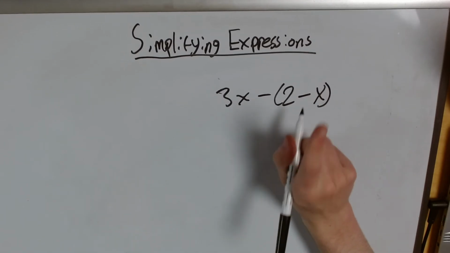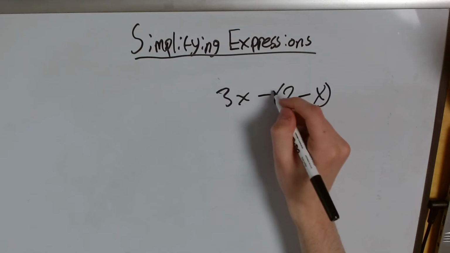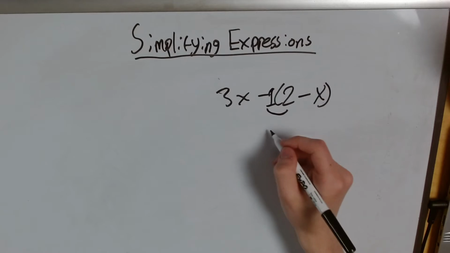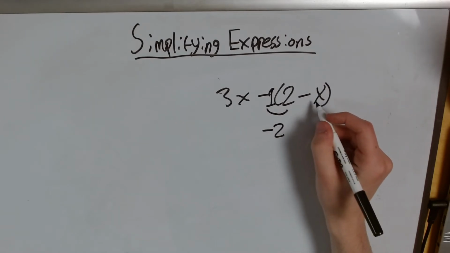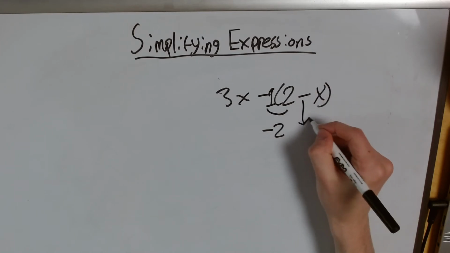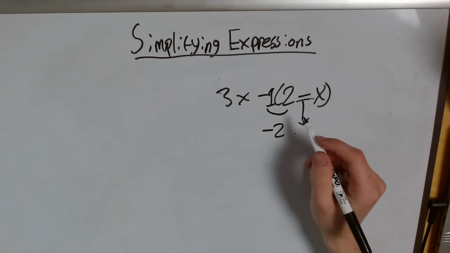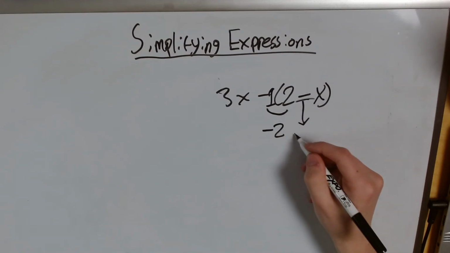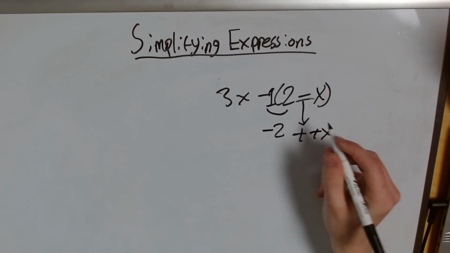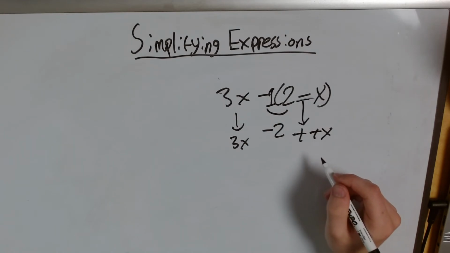We can still use the distributive property. Just imagine that this minus sign is actually a negative 1. Negative 1 times 2, that's negative 2. Negative 1 times x, that's negative x. We bring this down, because remember, we never change these symbols, these add, subtract, multiply, divide. So I have minus negative x, which is actually the same thing as adding x. And then, of course, I have 3x minus 2 plus x.